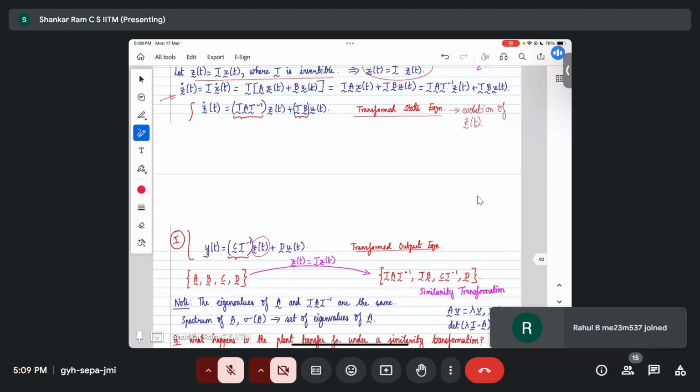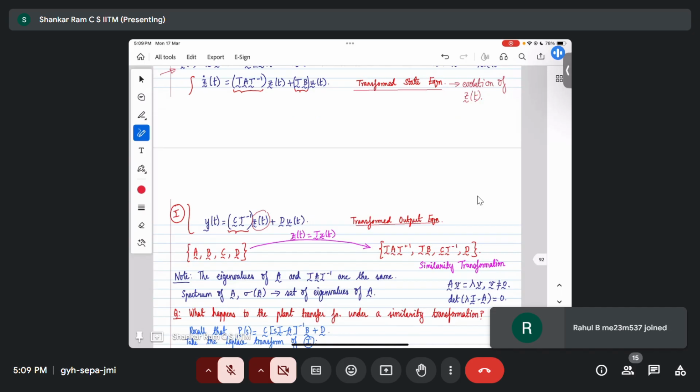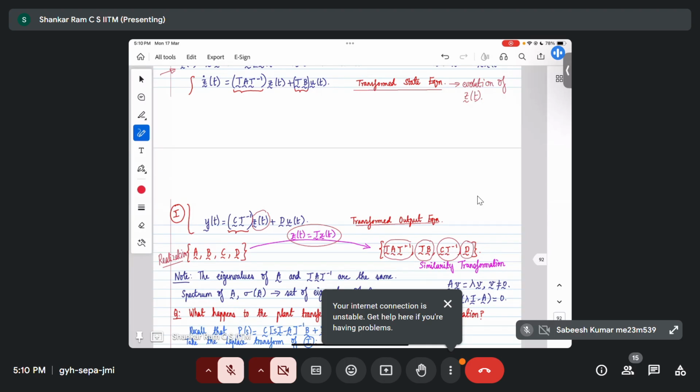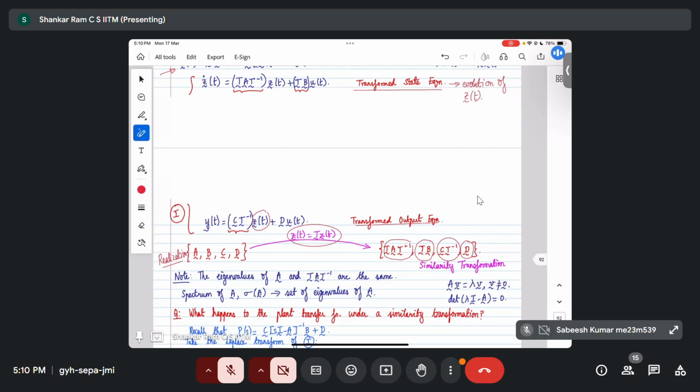We also have a transformed output equation, which tells us what the output is in terms of the new state vector z. As we know, the set A, B, C, D is what is called a realization of a system in the state space representation. When we apply this transformation, we can immediately observe that the state matrix gets changed from A to TAT inverse. The input matrix B gets changed to TB. The output matrix C gets changed to CT inverse, and the direct transmission matrix D remains the same. So this is the transformed realization.